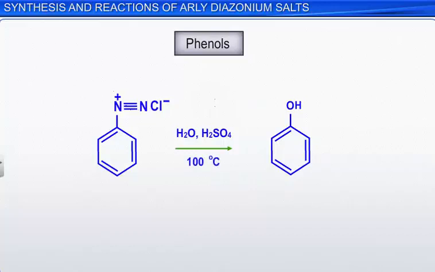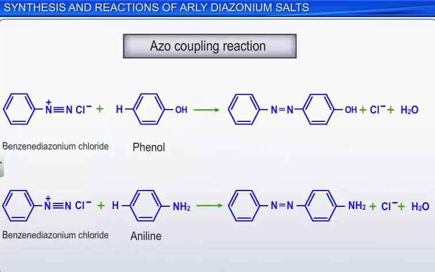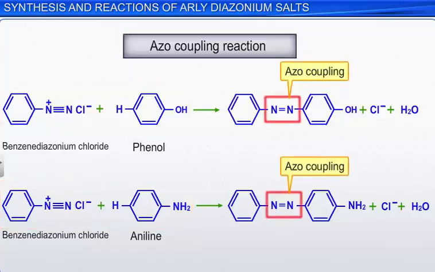Azo-coupling reactions are electrophilic substitution reactions that take place when a diazonium salt is reacted with a phenol or aniline derivative. In these reactions, the diazonium cation acts as an electrophile, while the electron-rich compounds such as phenols and amines act as nucleophiles. The aromatic rings are joined via the nitrogen atoms.